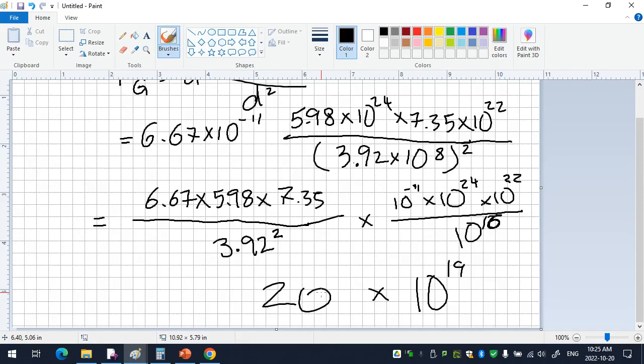Is this in scientific notation? No, it's not. 20 is not in scientific notation. 20 has a decimal point right here. I'd like to put this in scientific notation. What would this be? 2.0 times what? Times 10 to the? Guess what the correct answer is? 1.9 times 10 to the 20.